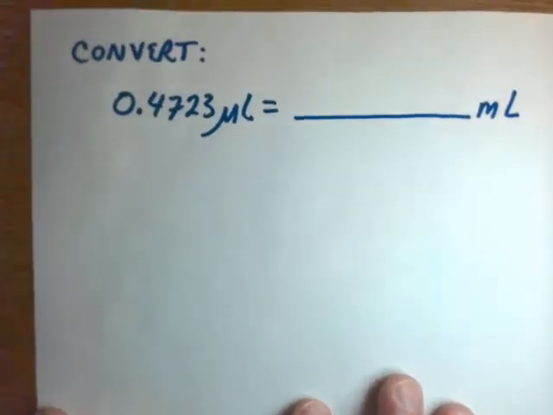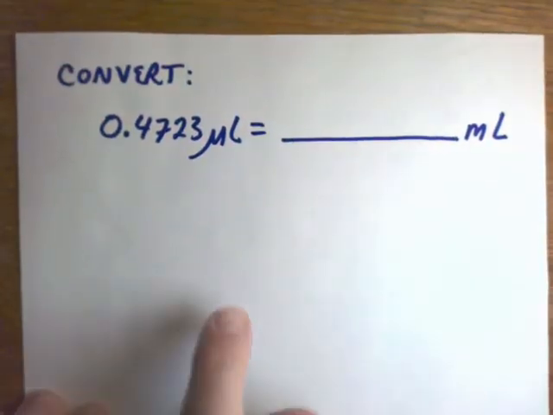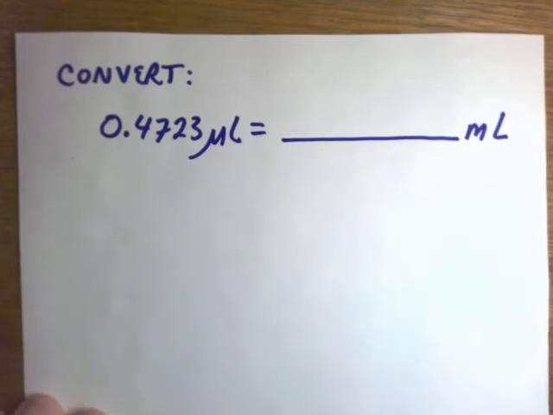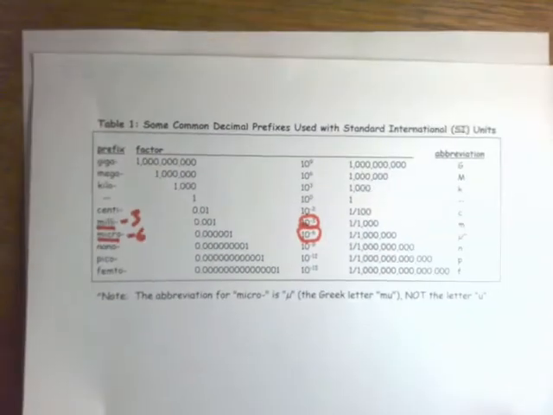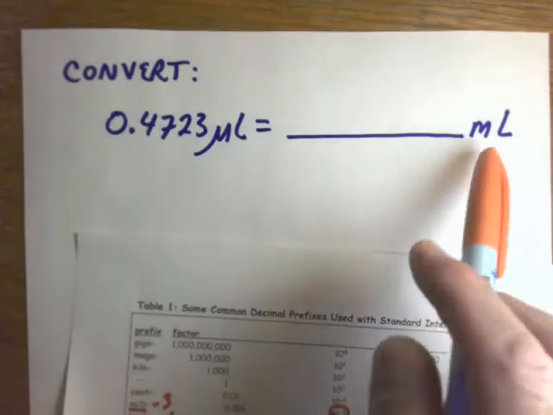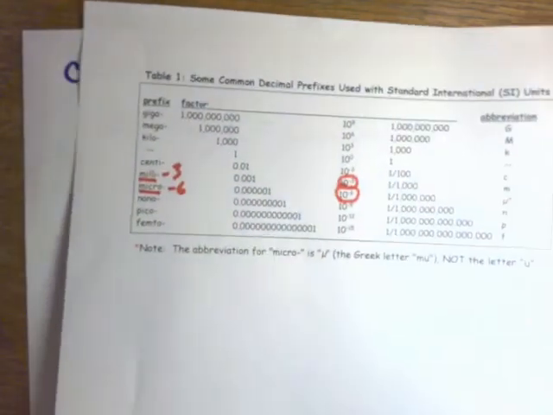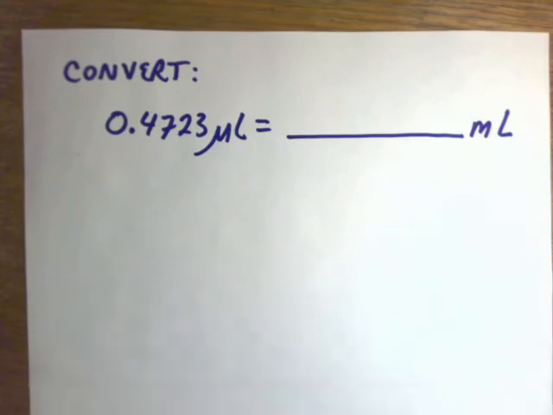Let's just try one more while we're here. This is also a problem that's in the handout. Let's convert 0.4723 microliters to milliliters. So I have this small volume of liquid, and for whatever reason I need to know how many milliliters that is. How would I express that value in milliliters? So again, I'm going to think about my table with the prefixes on it, one that I have here. And I'm going to be thinking of milli and micro again. I happen to be using the same two prefixes in this particular case.